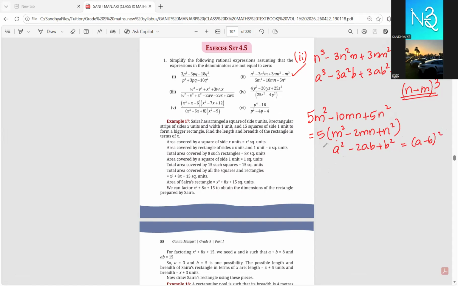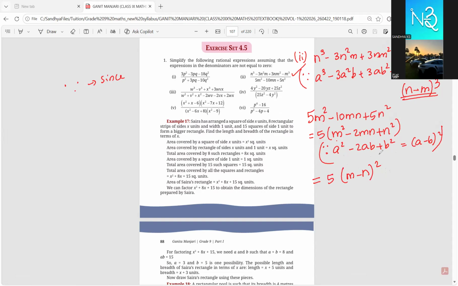This identity. So whenever you are writing an identity, put the symbol like this. This symbol is called since. So write the identity inside the bracket and put this symbol, since this identity we are applying, or therefore, like that we will tell. So inside the bracket you can write the identity. So it will become 5 into what will it be? M minus n the whole square. Correct?